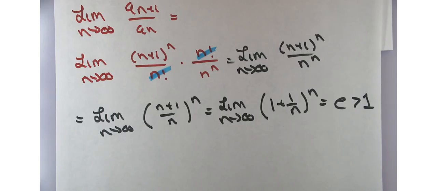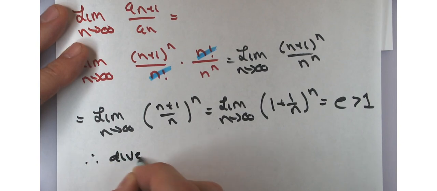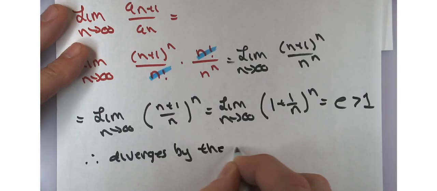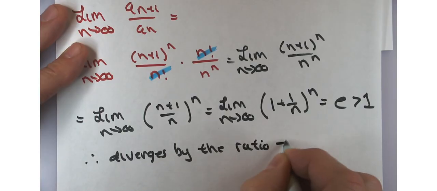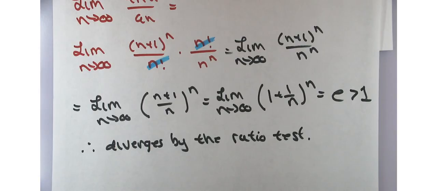Yeah, diverges. Therefore, it diverges by the ratio test. Whew. Nice. A lot of work on that one.